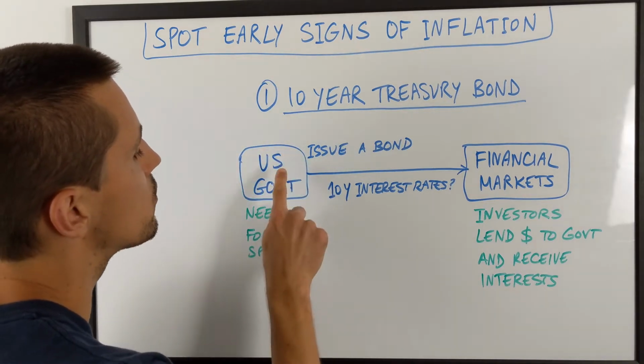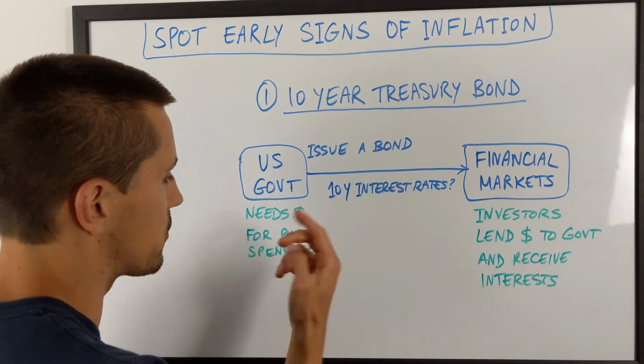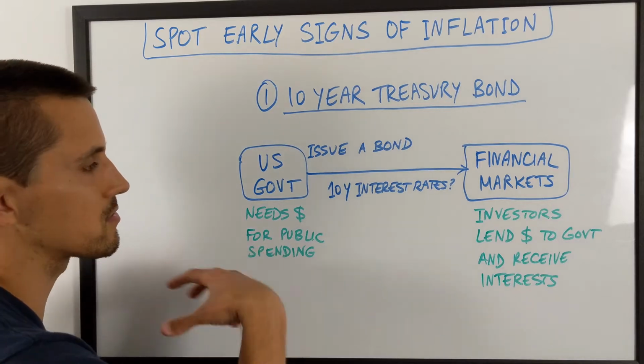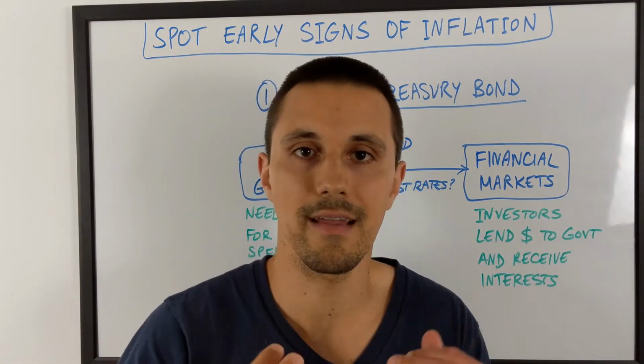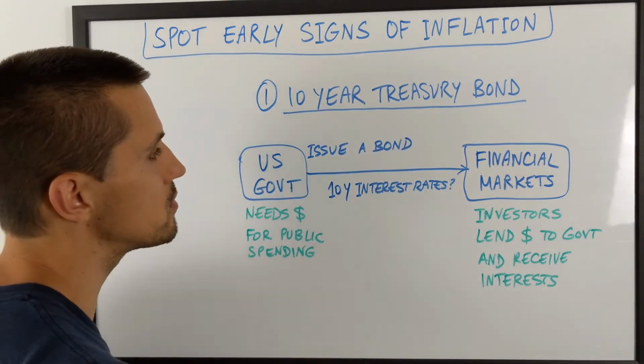Imagine this is the US government here, and after the pandemic, or during the pandemic, they need a lot of money for public spending, okay? So they need to get into more debt to finance all this new spending, okay? So what can they do in this case?